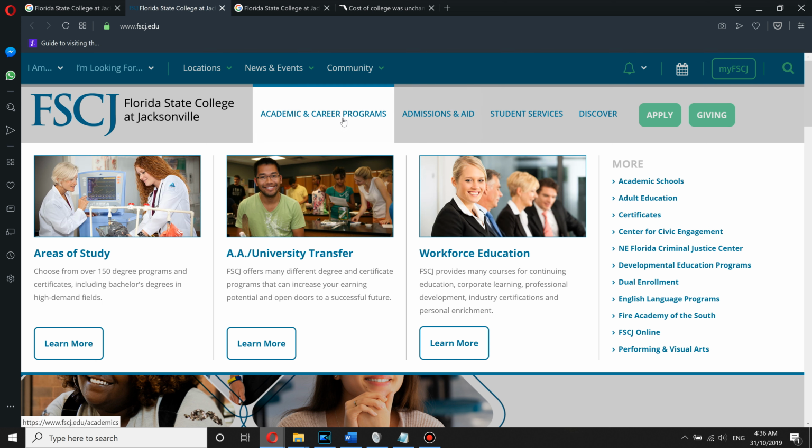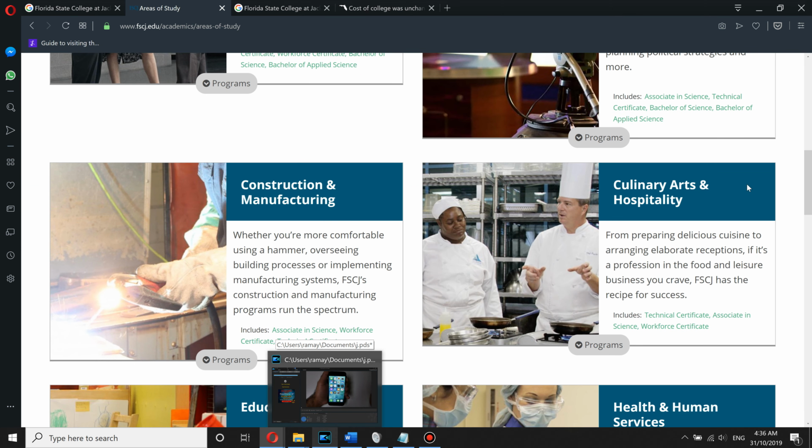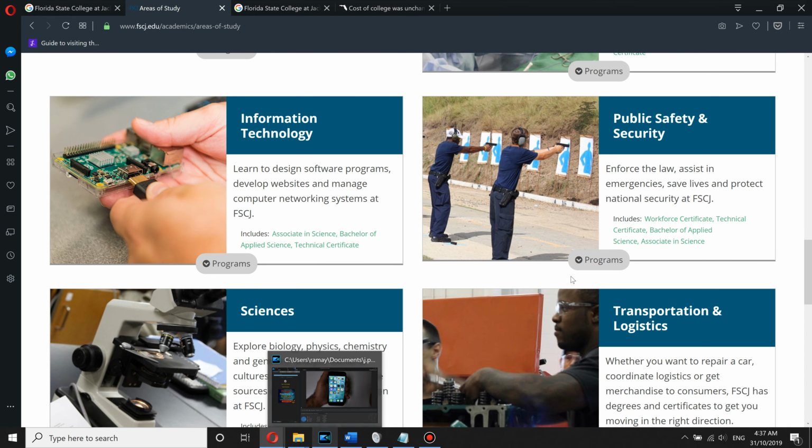I am happy. Area of study. Let's see the area of study they have to offer. But overall, I'm convinced. They have some good ones. Maybe culinary art, but it's a little competitive. Getting a job is hard, to be honest with you.